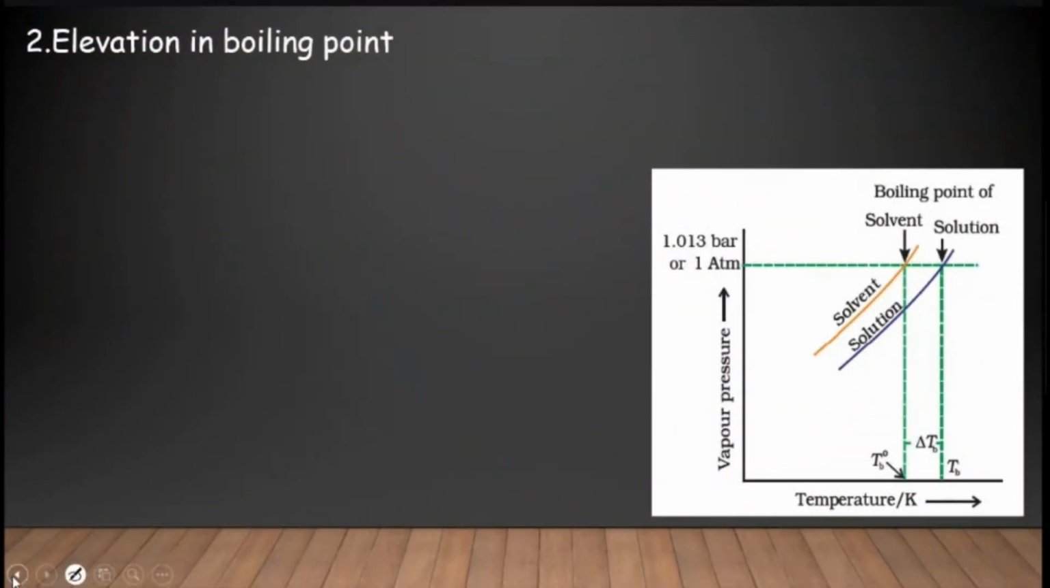So in the previous class we were discussing the colligative properties. And we have discussed one colligative property, that is relative lowering of vapor pressure. So in this class we will be discussing the second colligative property, that is elevation in boiling point. So what do you mean by elevation? Elevation is nothing but a rise in boiling point, that we are going to discuss.